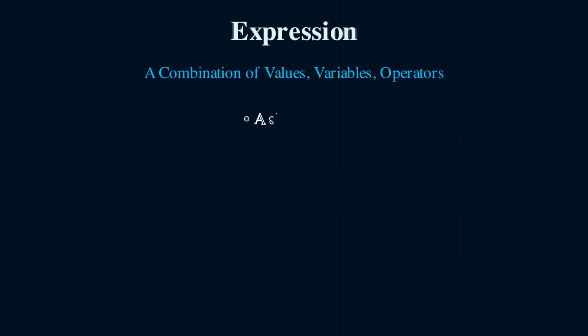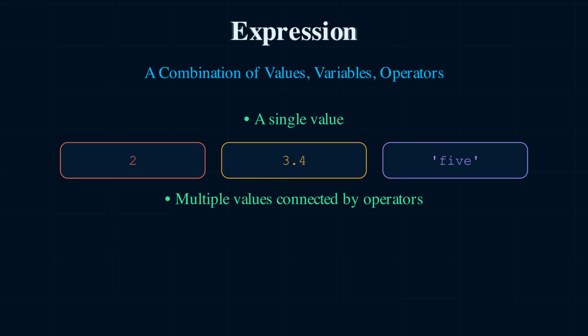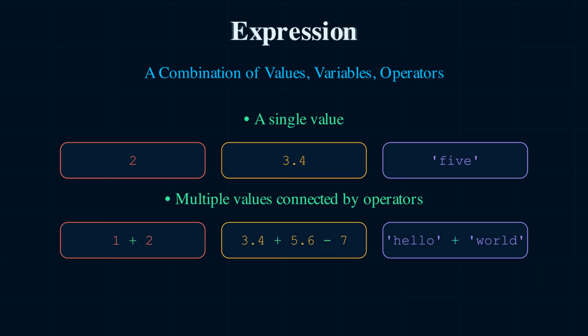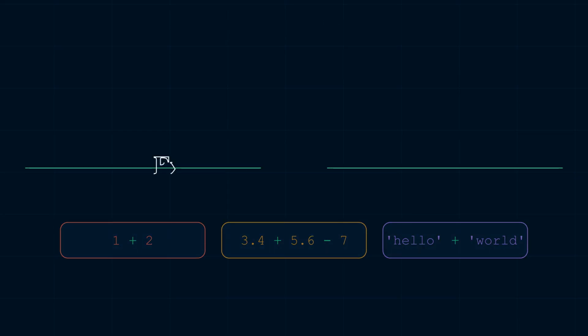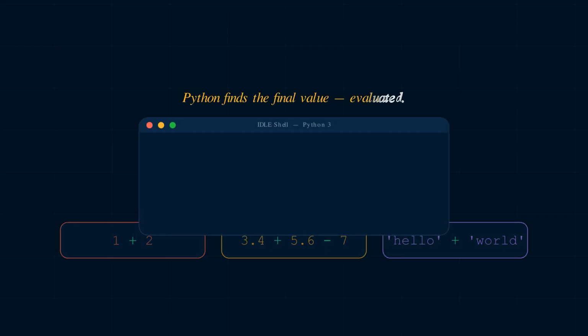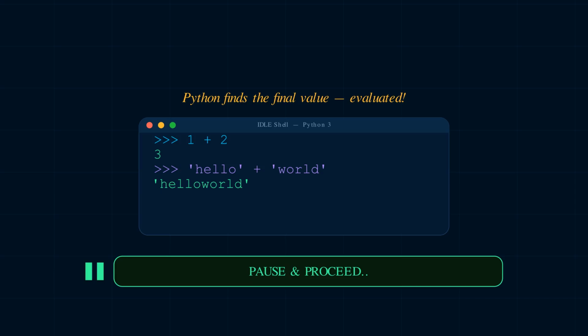All these values form an expression in Python. Expressions can be a single value or multiple values connected by operators. Whenever Python encounters an expression, it will be evaluated. That is, Python will find the expression's final value. Try entering any expression in the shell and you can see that yourself.